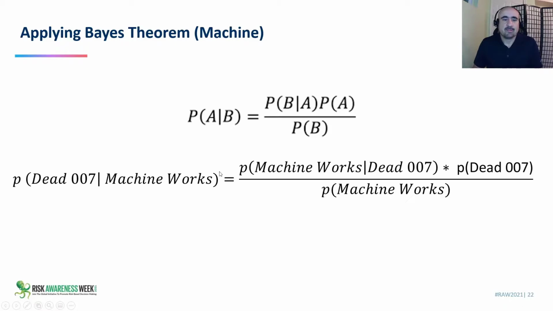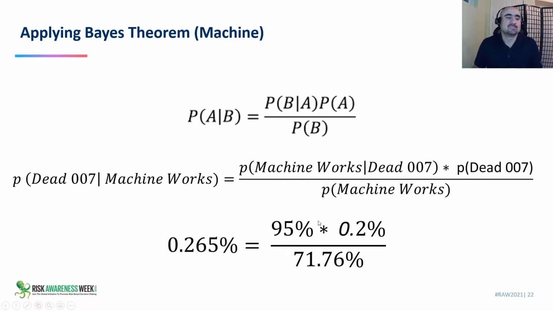Same theorem again. So the probability that we have a dead James Bond, considering that the machine works, is equal to the probability the machine works, considering that we have a dead James Bond, times the probability that we have a dead James Bond, divided by the probability that the machine works. To plug those numbers in, maybe we think that since it's a more entertaining and gruesome death, this is the way he's going to go because of the movie maker. He's still got the same chance of dying, which is very low.